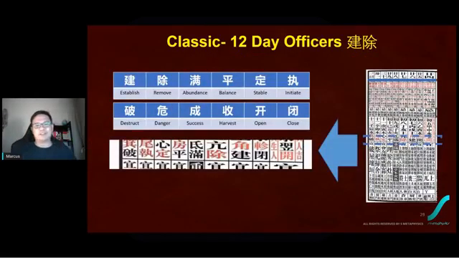So enough of the 12 days. You'll find these 12 day officers at this part of the whole booklet: Kai, Bi, Jian, Chu, Man, Ping, all this. You'll find it along that column. All right, so much for the 12 days officers.